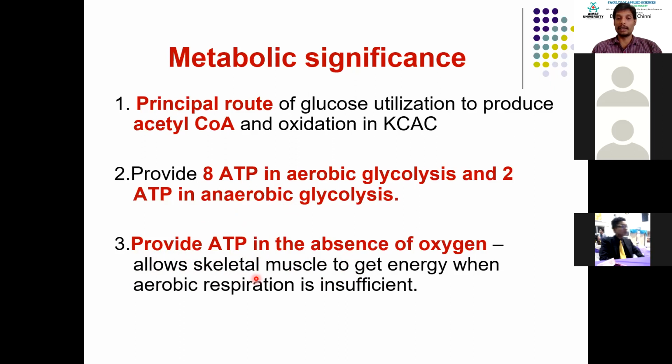So thus it allows skeletal muscle to get energy when aerobic respiration is insufficient. That is what I just explained to you. During severe or aggressive running, if the oxygen is not sufficient, it will still get ATP to run by utilizing whatever glucose is present in your cells. It will be utilized and gives instant ATP.